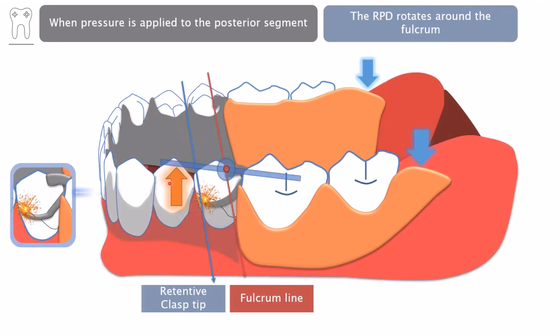This tooth here is exhibiting excessive forces because the clasp is driving it upwards. That force might avulse it, and that is not acceptable. The reason this is happening is because the fulcrum line exists right in the middle between the edentulous space in the back that's being pushed downwards and the retentive clasps that are being pushed upwards.